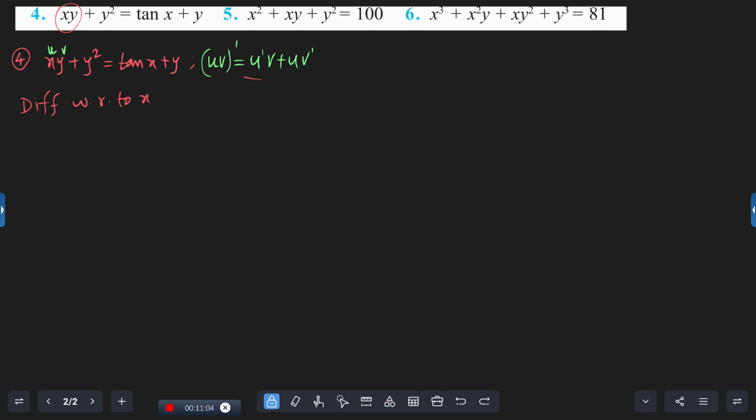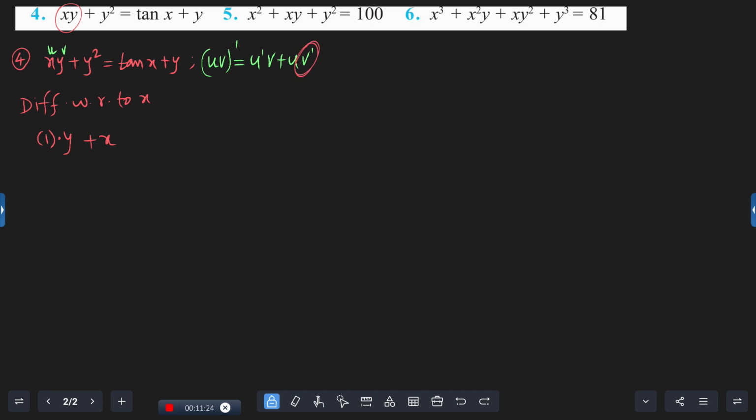So as per the formula, first u dash. Now what do we have to differentiate? We have to differentiate x. What is the derivative of x? 1, into what we have, v. V means y, let it be as it is. Plus next, u. U means x, write it as it is.